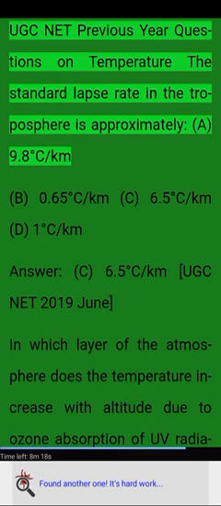UGC NET previous year questions on temperature. The standard lapse rate in the troposphere is approximately 9.8 degrees Celsius per kilometer.